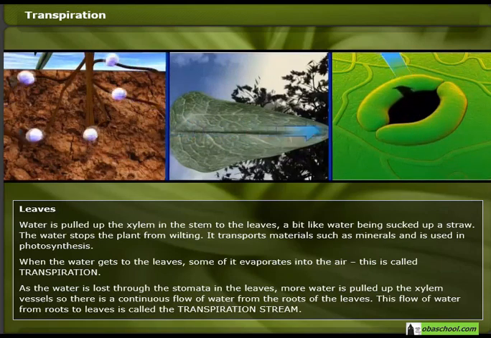When the water gets to the leaves, some of it evaporates into the air. This is called transpiration. As the water is lost through the stomata in the leaves, more water is pulled up the xylem vessels, so there is a continuous flow of water from the roots to the leaves. This flow of water from roots to leaves is called the transpiration stream.